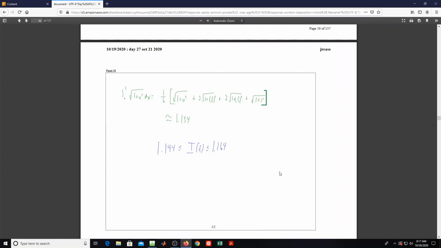So what I would say then is that my error, since it's less than or equal to 0.01, would be 1.144 is less than or equal to the integral of f is less than or equal to 1.164. Is that what you got by this whole thing? 1.154, something else. So this process allows me to identify the error and control the error, and to see how many terms I need to use.